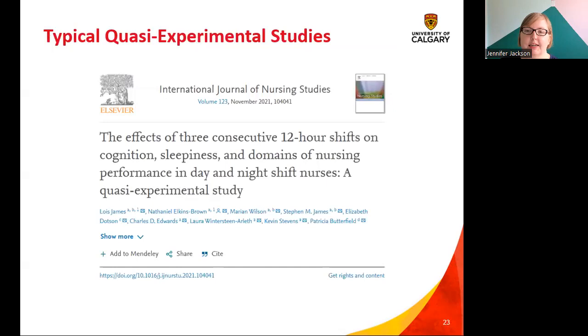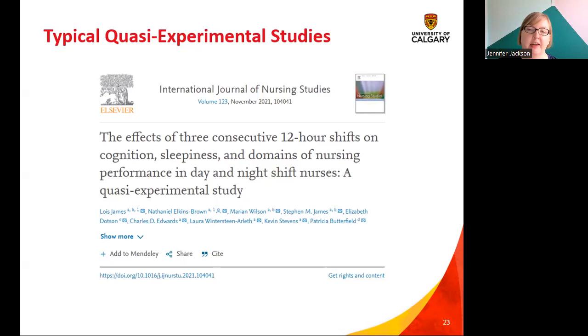So, types of quasi-experimental designs. Here's an example where they looked at cognition, sleepiness, and different domains of performance between nurses doing 3 12-hour day shifts versus 3 12-hour night shifts. These nurses were going to work their scheduled shifts regardless, so they were going to be in one of these two groups. They're working anyway. And what these researchers did was assess these different characteristics across this series of shifts, and then compared nurses working day shift with nurses working night shift.